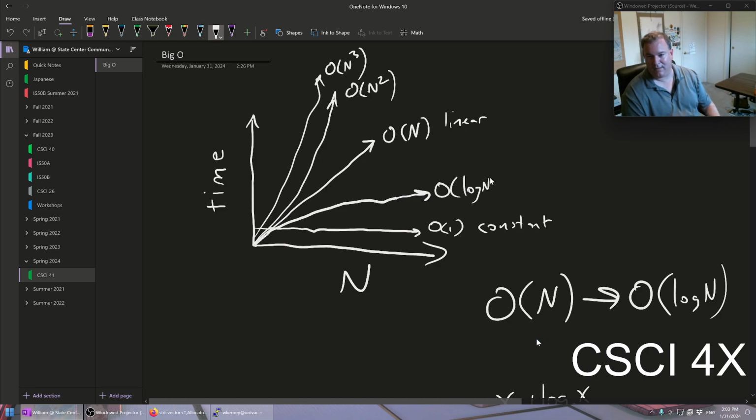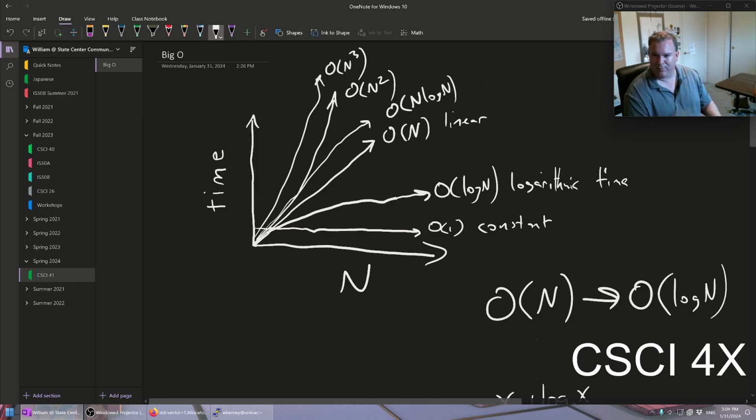Order log n, logarithmic time. Now there's a special one that is sort of here. Okay. And this is order n log n time. And this is called linear logarithmic, I think. Something like that. Linear logarithmic.